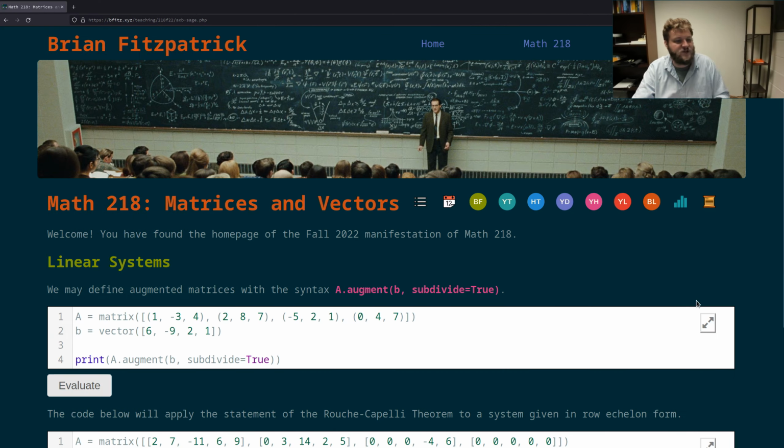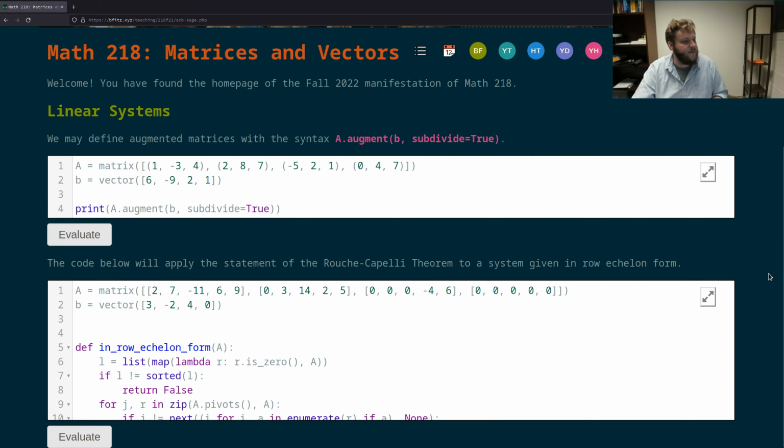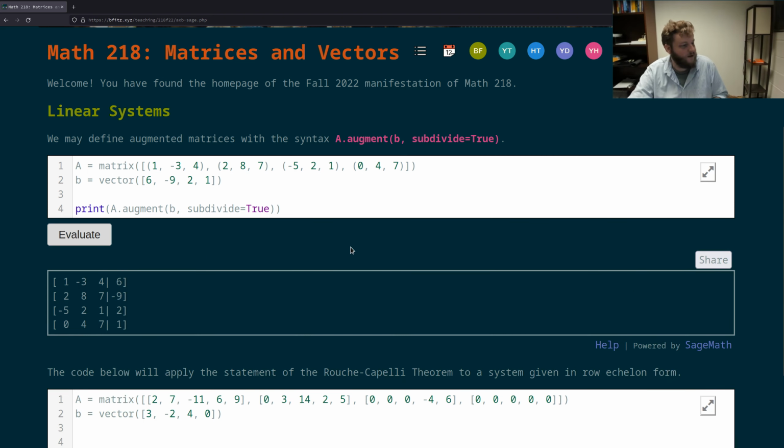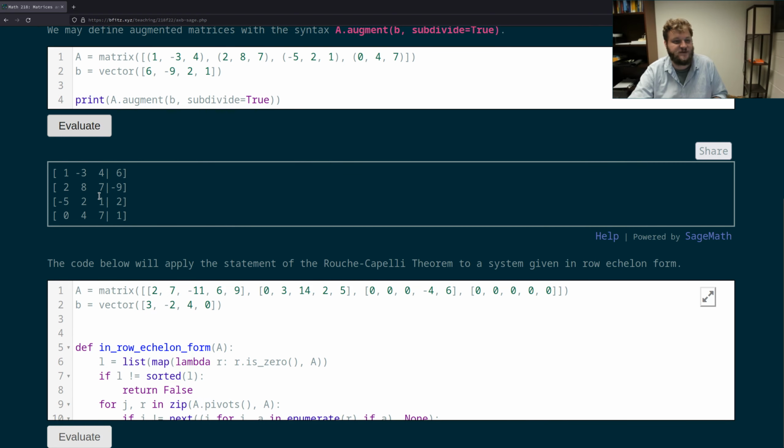Let's take a look at the Sage module on the course webpage. There's only 2 calculators here. The first calculator just shows you the syntax for constructing an augmented matrix. So I've predefined a matrix A here, and I've predefined a vector B. The idea is that if you want to tack on B as the last new column of A, the syntax for doing this is A dot augment open parentheses B, comma subdivide equals true. Subdivide will give us the aesthetic line before the augmented column. So if I click evaluate here, this will produce my augmented matrix that I'm working with.